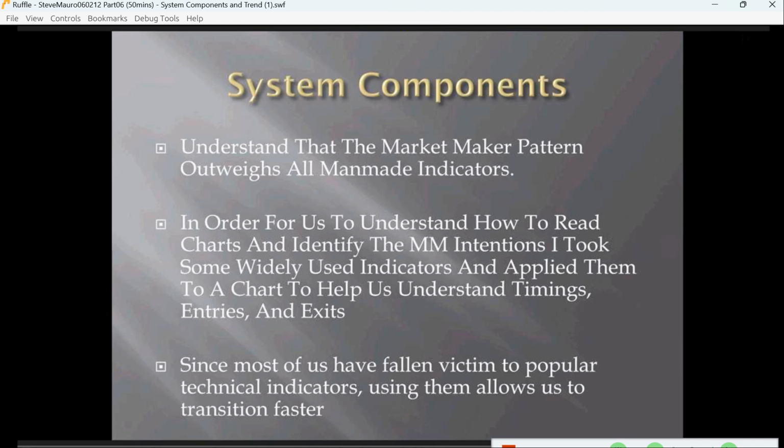That's all. Since most of us have fallen victim to these popular technicals, rainbow stochastics, MACD diamonds, RSI crossover, CCI rejections, using them allows you to make the transition faster because most of you know how to use this stuff already. So since you already know how to use it, I don't have to teach you how to use an indicator and then identify the behavior. You already know how to use most of these things, put them on your chart, so that allows you to transition much faster and hopefully shorten your learning curve.